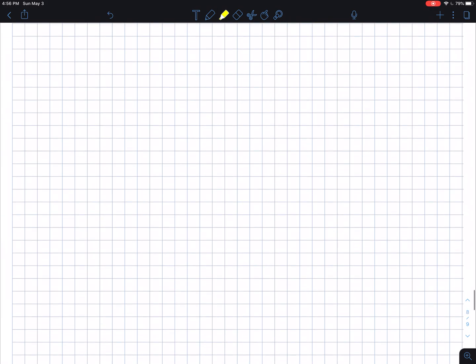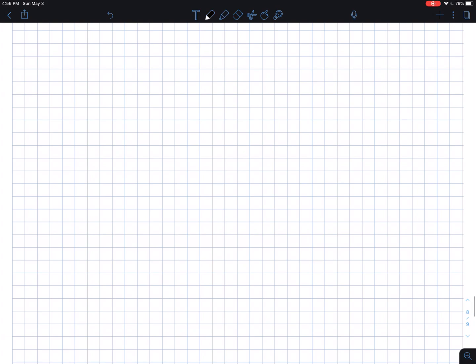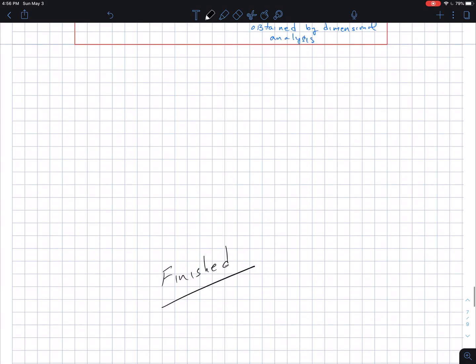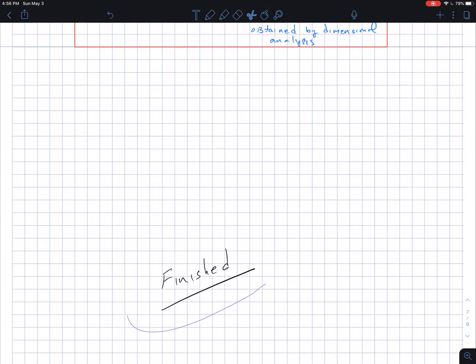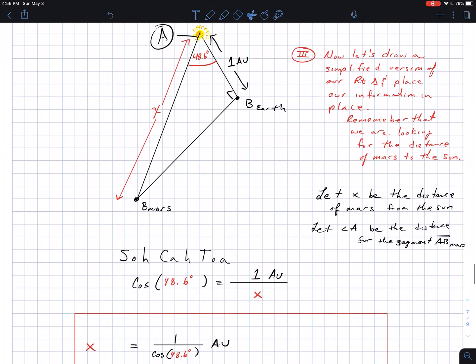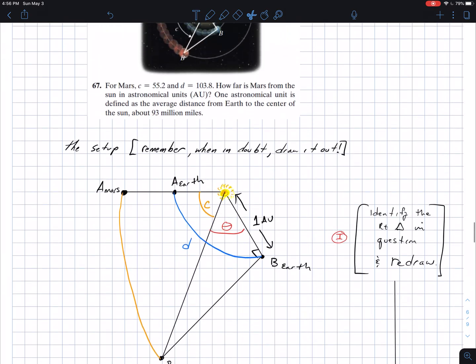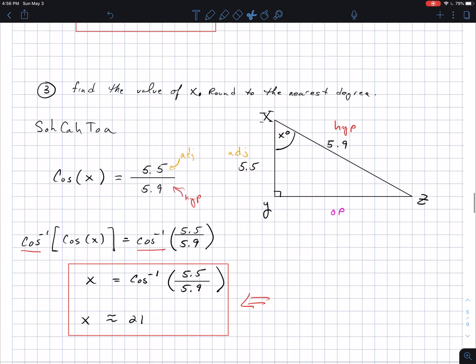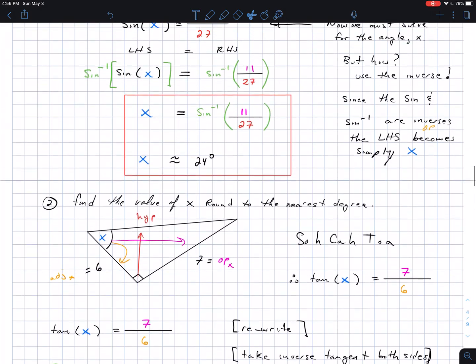With that, you can see we're done. So hopefully this clarified or helped you learn the basics of using the trigonometric ratios, the sine, cosine, and tangent.